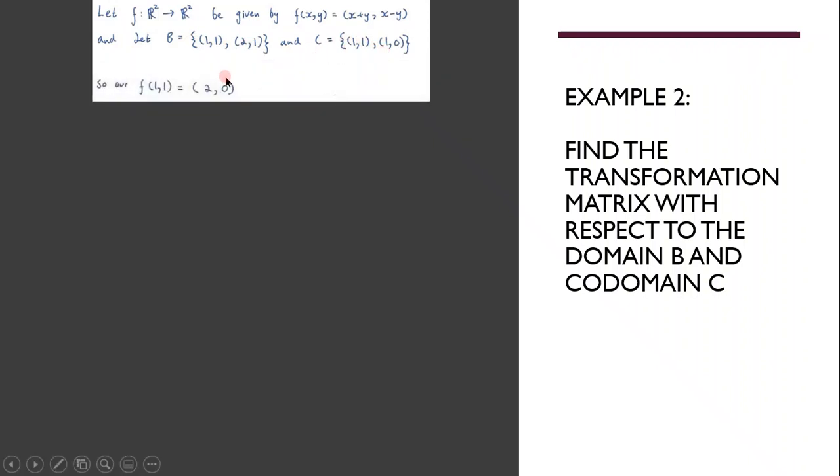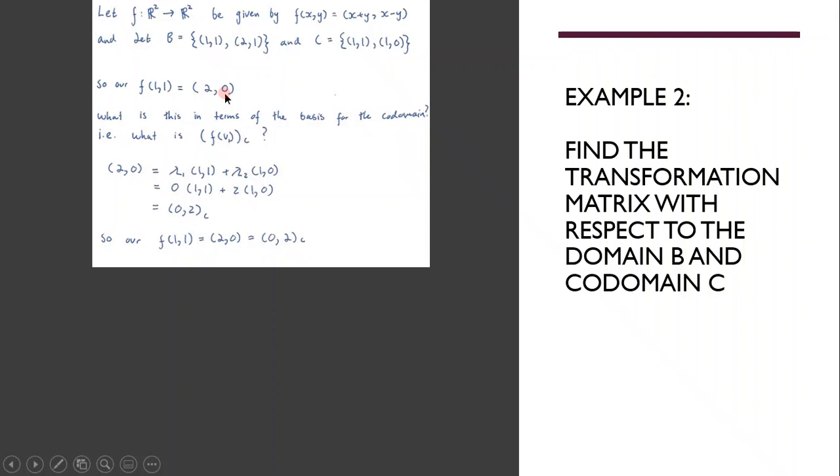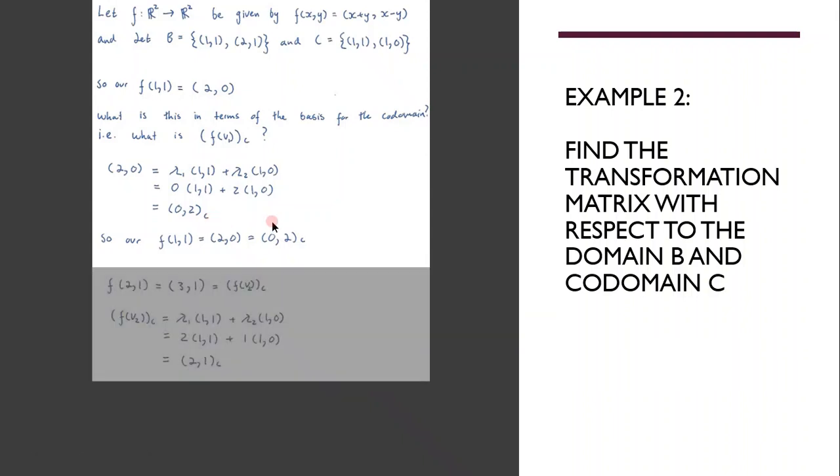So the first thing to do is find the image of our first basis vector in our domain, which would be (2, 0). So what is this in terms of the basis for the codomain, i.e. what is f of v1 in terms of C? To find this, we just need to find the linear combination of the basis vectors in C that will give our transformed basis vector, which would just be (0, 2). And we denote it with a subscript C to show that this is what we found.